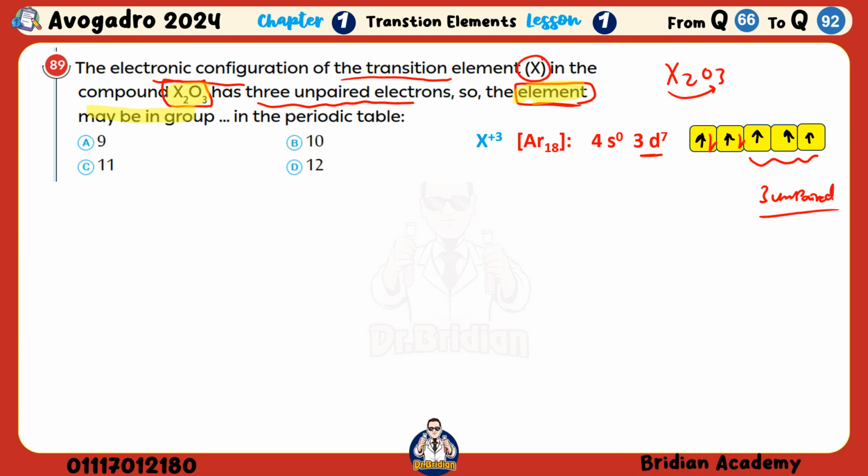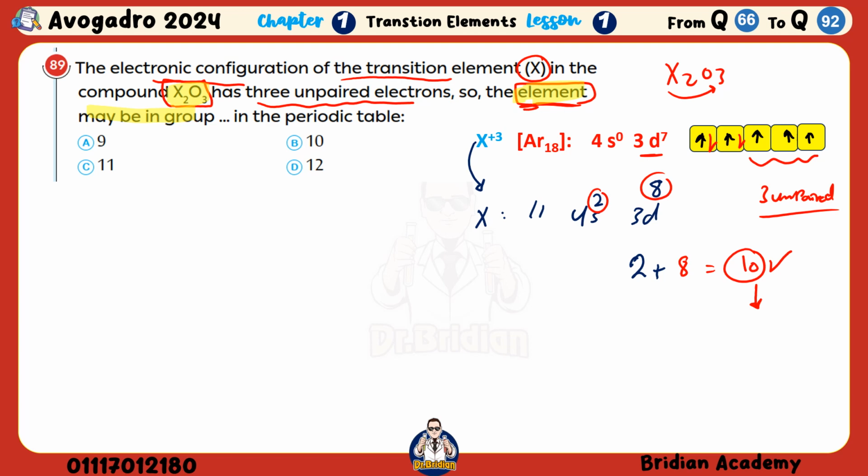So he asked about the element. When you have the element, return back the 3 lost electrons. It will be X in atomic state argon 18, so s will take 2 electrons, 4s2, and d will take 1 electron, so it will be 3d8. So he asked about the group. Sum the 2 electrons in the s sublevel and 8 electrons in the d sublevel. It will be in group number 10.